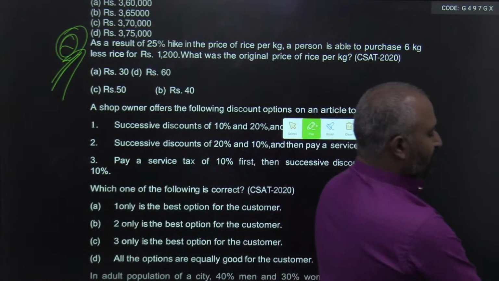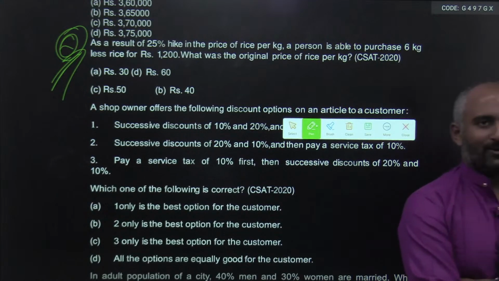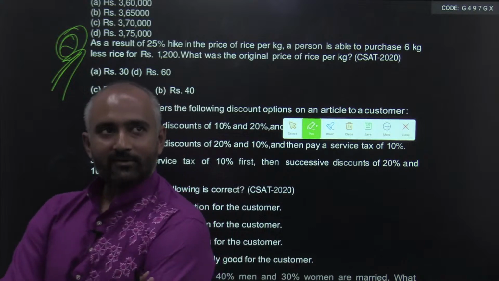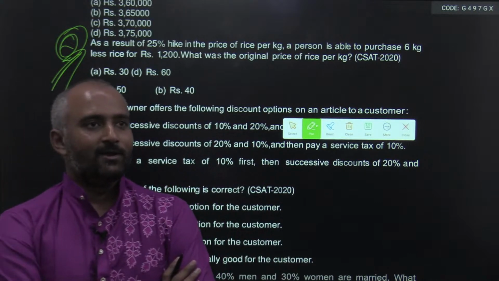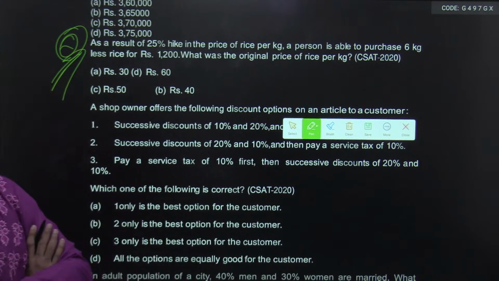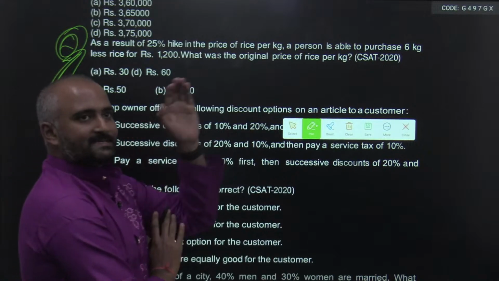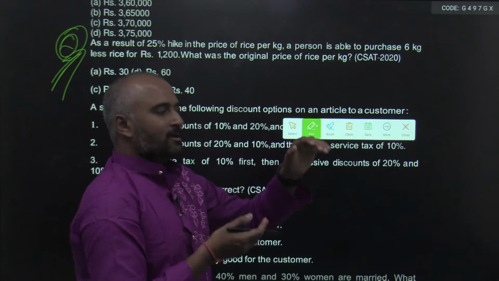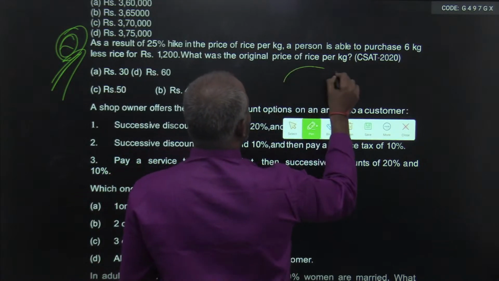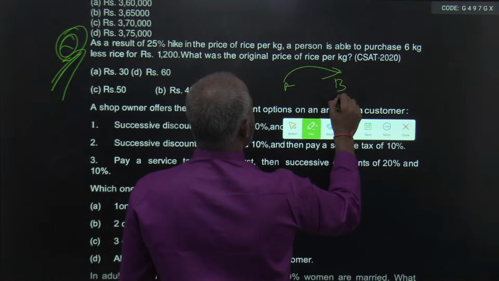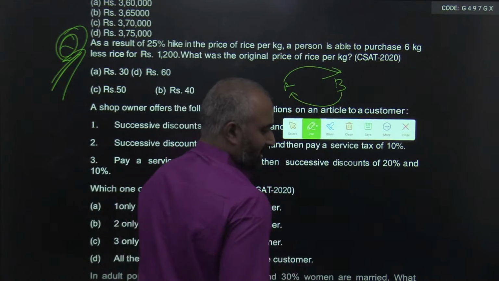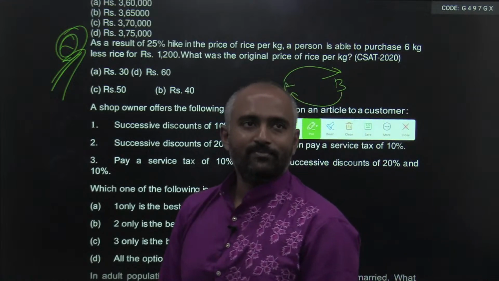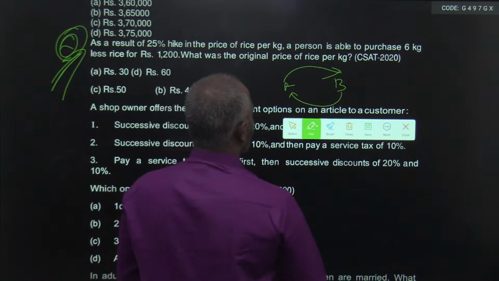For people who have watched yesterday's, can you identify which kind of problem this is? Don't you think this is a two-factor circular? Price has increased, you have to decrease your consumption so that the expenditure remains the same. We have discussed this yesterday. Okay, now you will see.